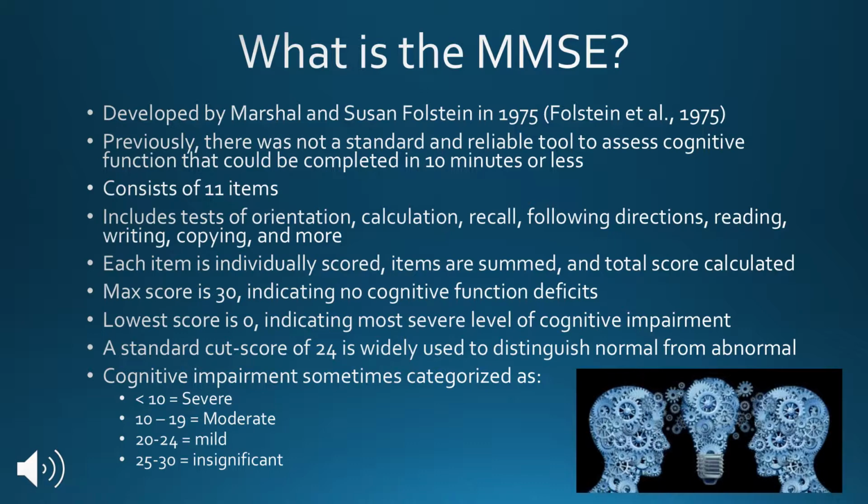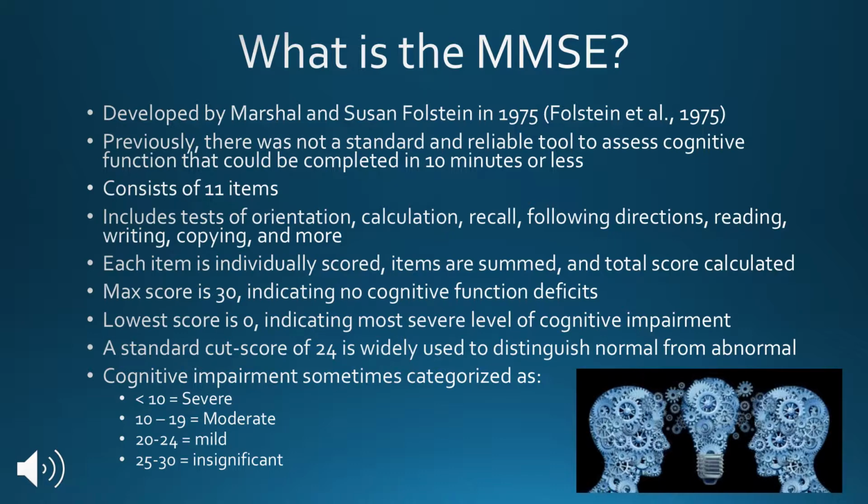This tool consists of 11 items. The items test areas such as orientation, calculation, recall, following directions, reading, writing, copying, and more. Each item is individually scored. All of the items are summed, and a total score is calculated from those individual scores. The max score for this tool is 30, which indicates no cognitive function deficits. The lowest score is 0, indicating the most severe level of cognitive impairment.